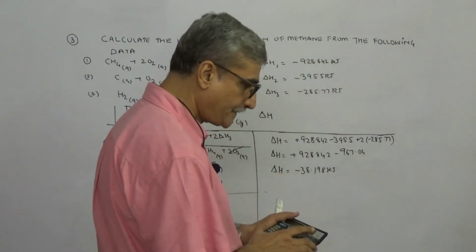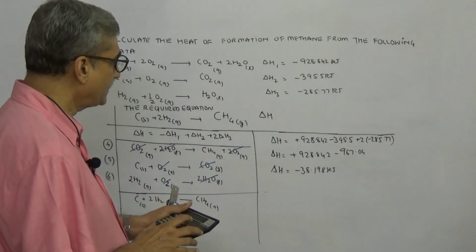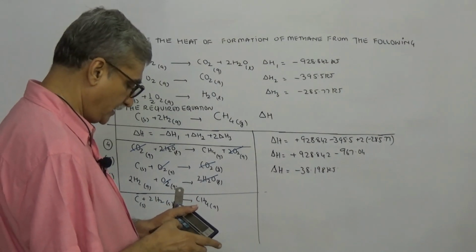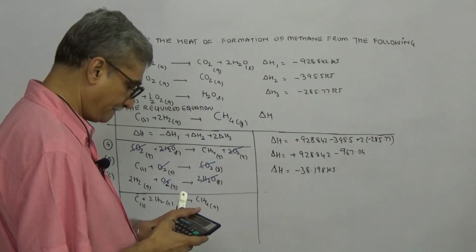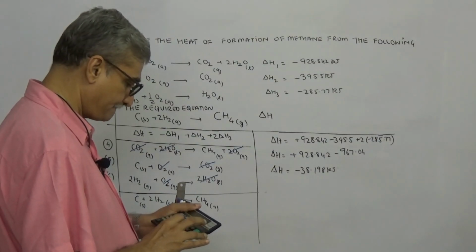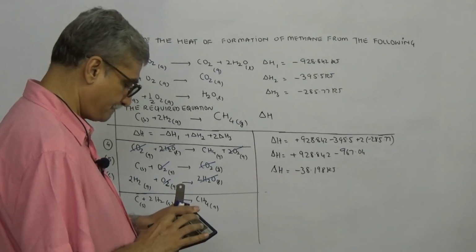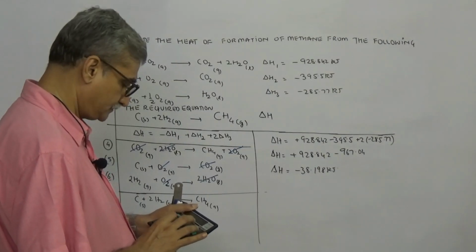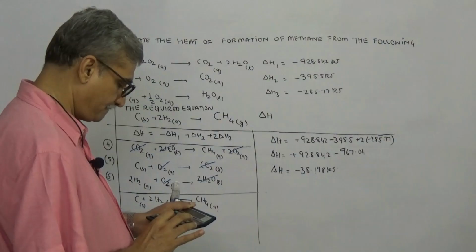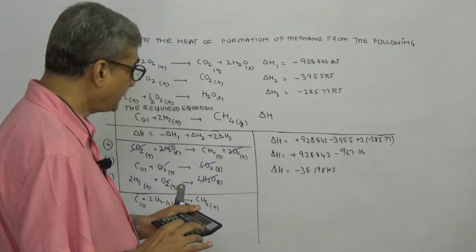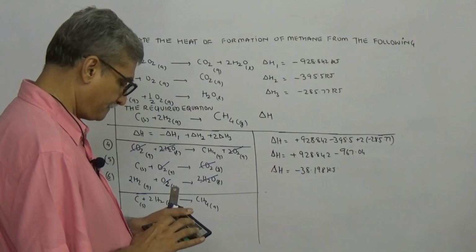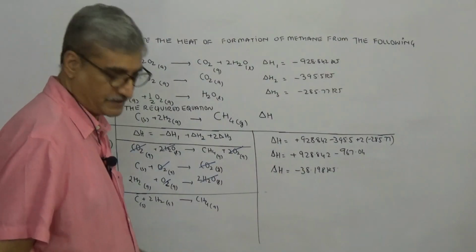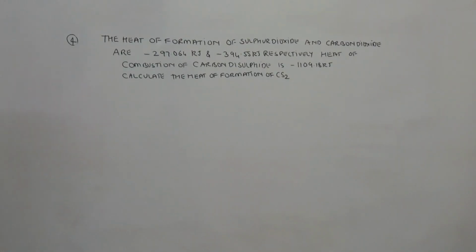So what do we have? 2 into 285.77, 967 minus 928, minus 38.19. Okay. We come to the fourth problem.